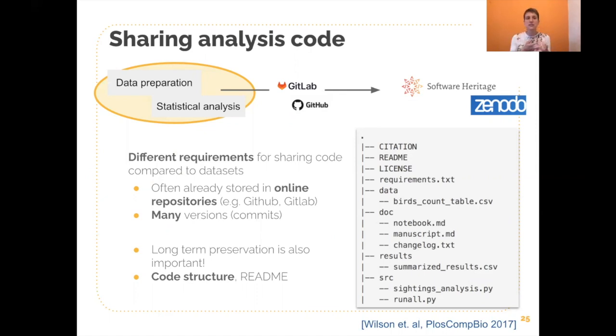If we think about it, code is often stored, like if you're using version control, it's often already stored in online repositories. This can be GitHub or GitLab. Code has typically many versions.